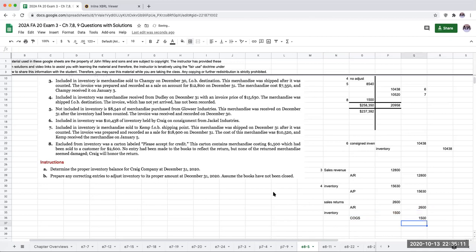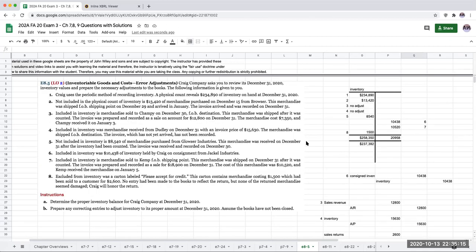Okay, so that is exercise 8-5. I'm more interested though in this part here. If I were to ask something like this on a test, the journal entries here and the way this is being described, I don't necessarily like the way that that's being handled.